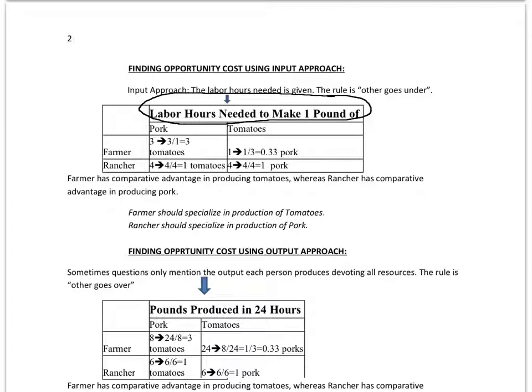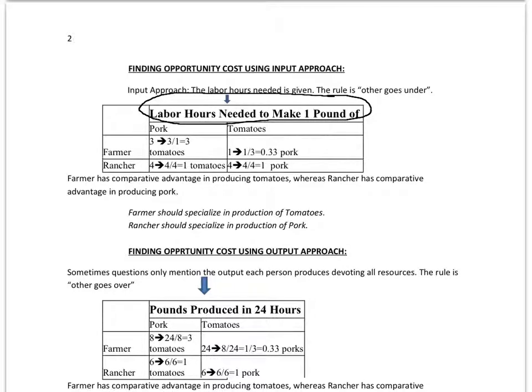So, in this example, as you see, the top part of the table says labor hours needed to make 1 pound of pork and tomato, and it's given as the farmer needs 3 hours, the rancher needs 4 hours, the farmer needs 1 hour and the rancher needs 4 hours. So how we are going to find it is very easy. The rule is other goes under. So we want to find the opportunity cost of pork.